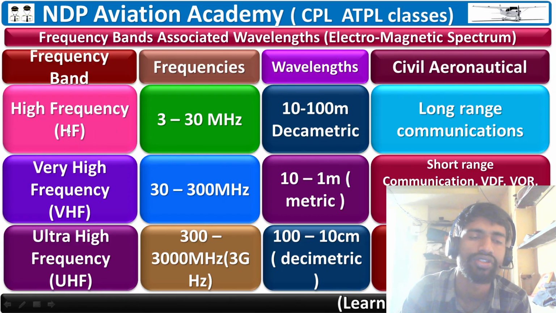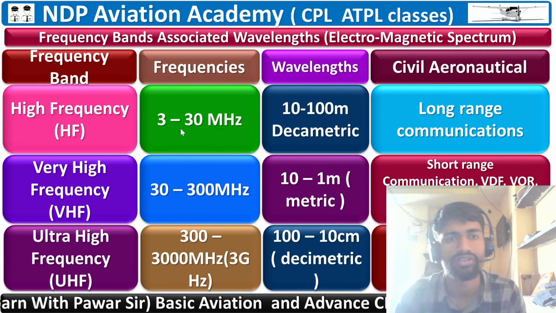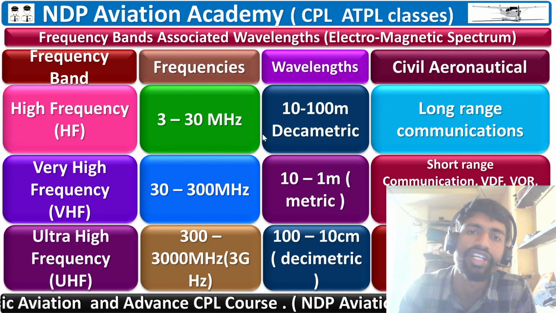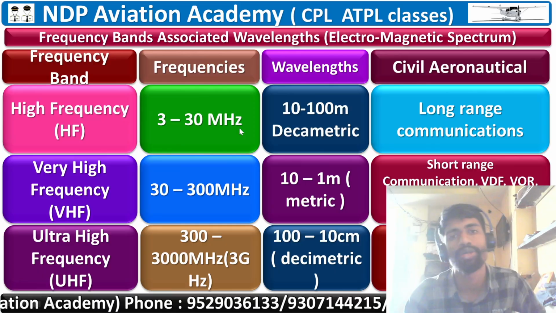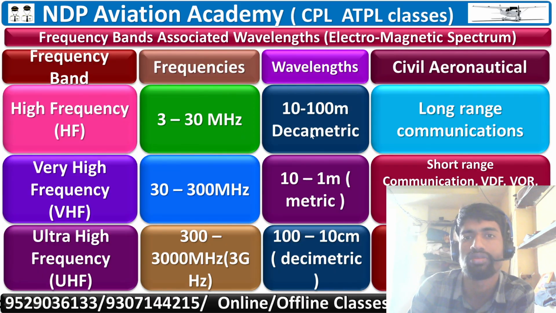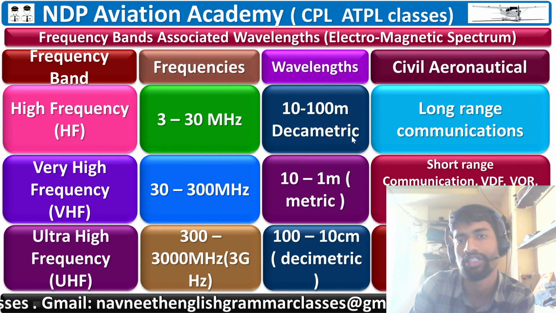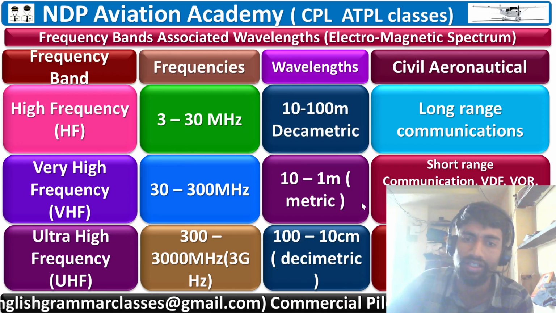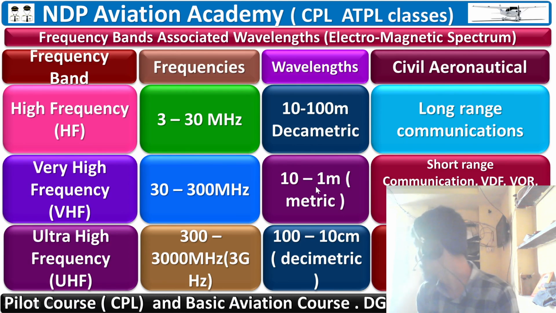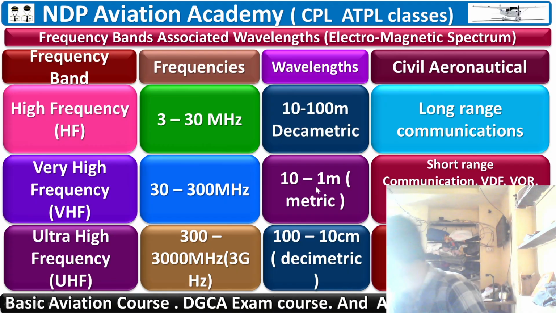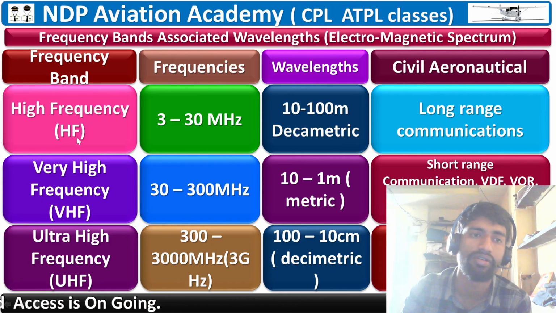High frequency, you can say in short HF. HF is 3 to 30 megahertz. This is the frequency. Wavelength is 10 to 100 meters, then decametric you can say. By mistake I wrote something wrong here. I'm sorry.